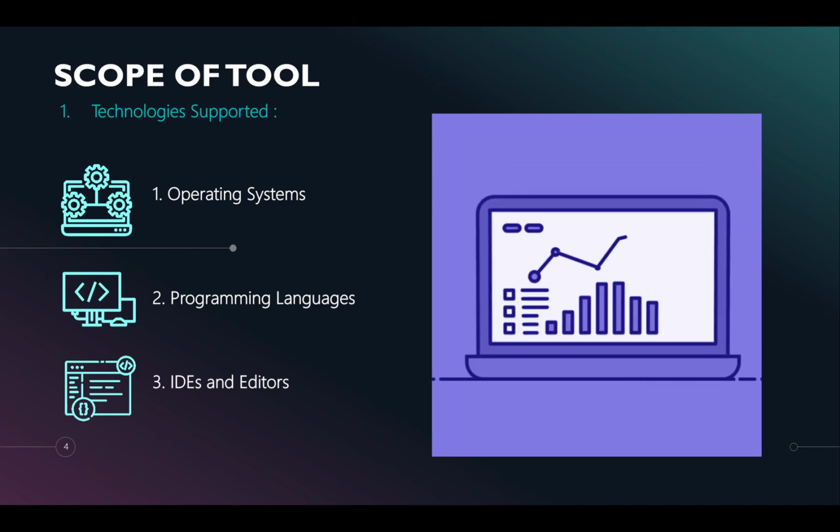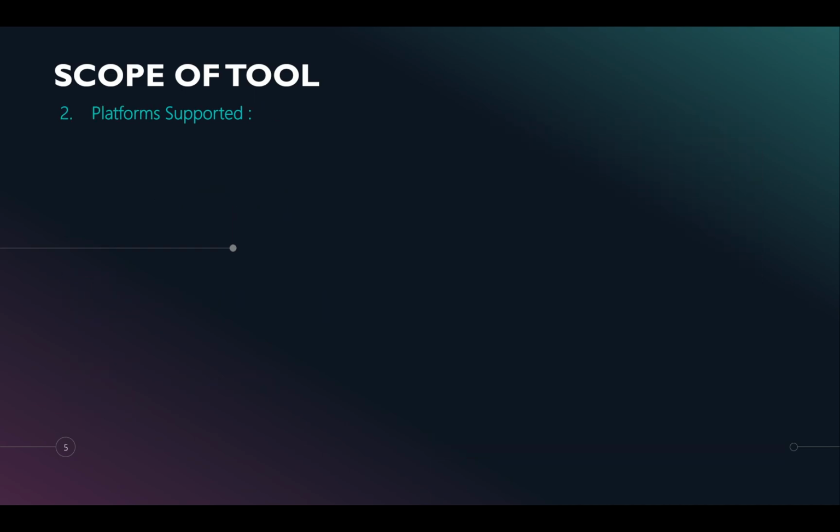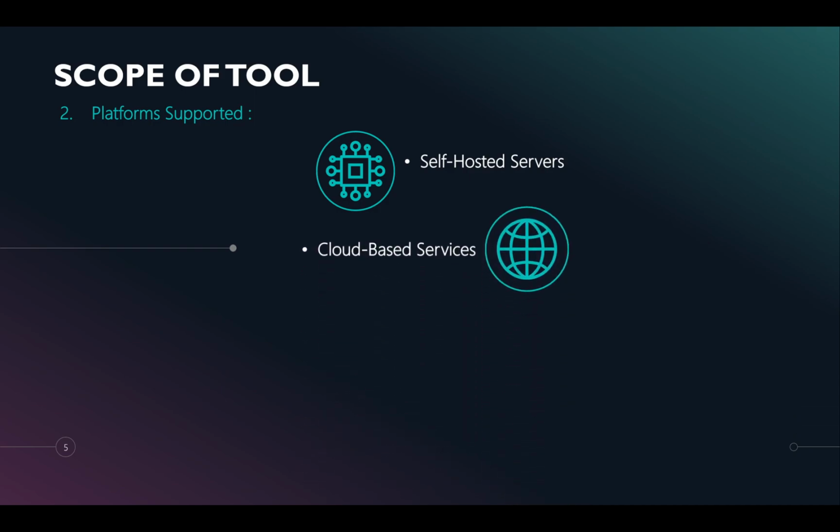or built-in support. In addition to the scope of Git, the platforms supported are: 1. Self-hosted servers. Git offers complete control over the repository hosting environment when used with self-hosted Git servers, such as GitLab, Bitbucket Server, and Gitea. 2. Cloud-based services. GitHub, GitLab.com, Bitbucket, and Azure DevOps are a few examples of cloud-based Git repository hosting services that support Git and include capabilities like issue tracking, collaborative development, and continuous integration/delivery, CI/CD.